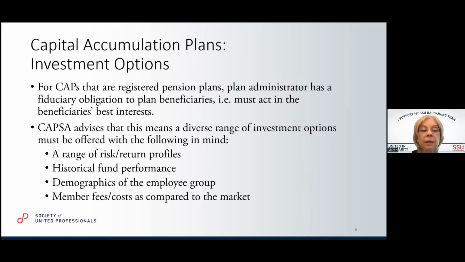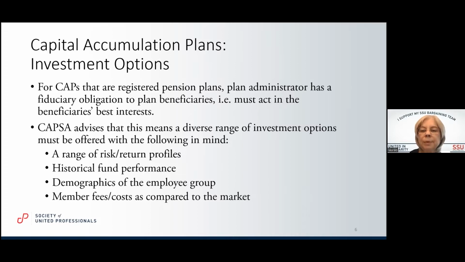They have to consider how well the funds have performed in the past and are projected to perform in the future. They have to think about the demographics of the employee group, because you'll probably have younger employees that might typically go for a more aggressive equity-based plan compared to older employees that might be wanting to de-risk. They also have to look at the fees and costs of these funds as compared to what they are in the market. In a registered plan, they should be lower.